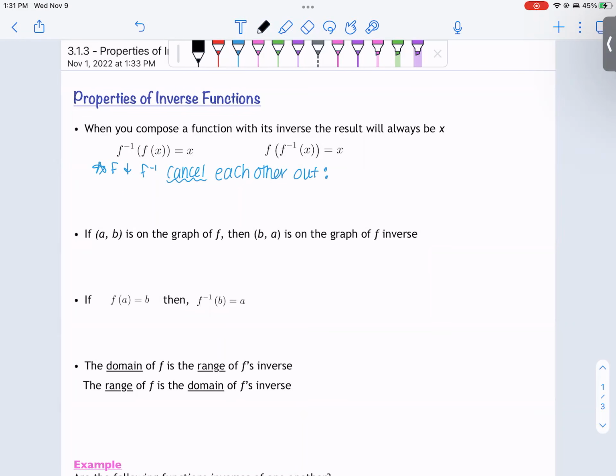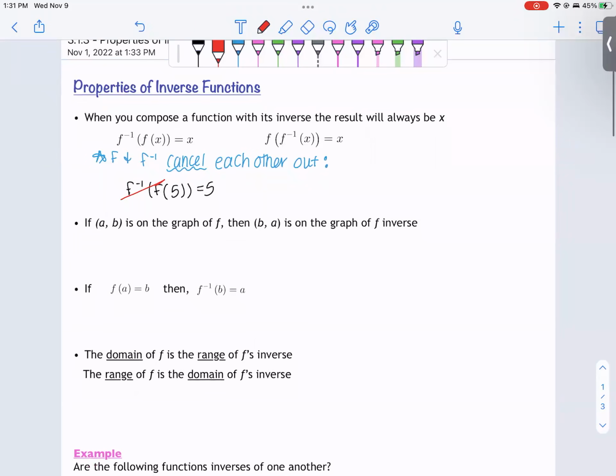So if I have f inverse of f of 5, this is just 5. They canceled each other out. And this would work additionally if we had f of f inverse of, it could be other stuff in here. It could be 2x squared plus 7, and they cancel each other out. You're left with 2x squared plus 7.